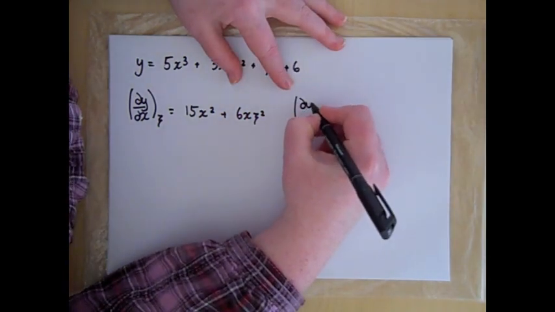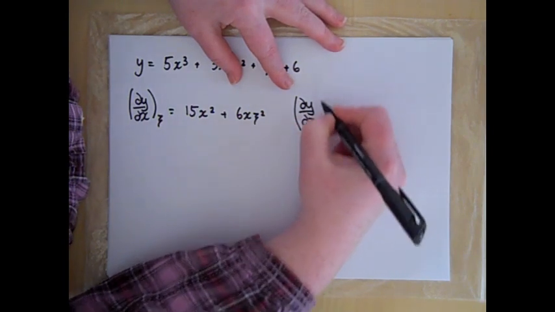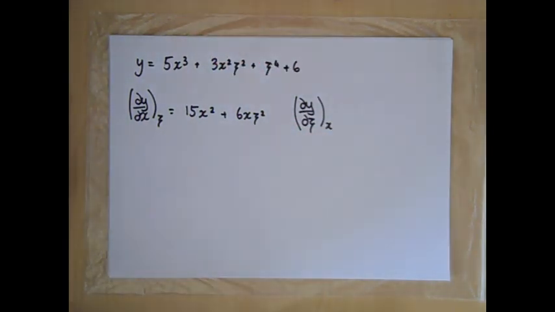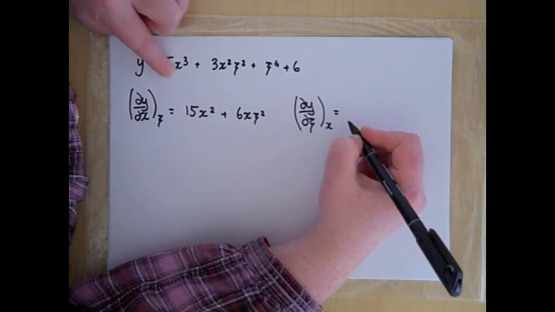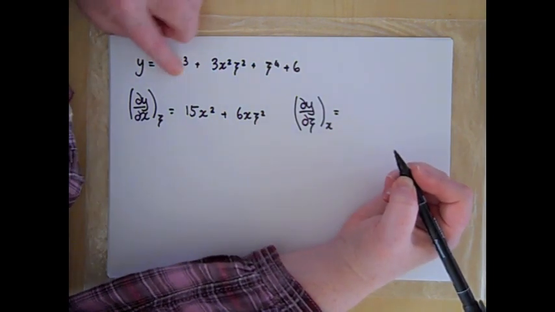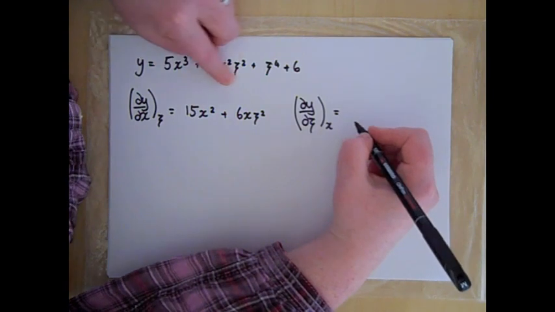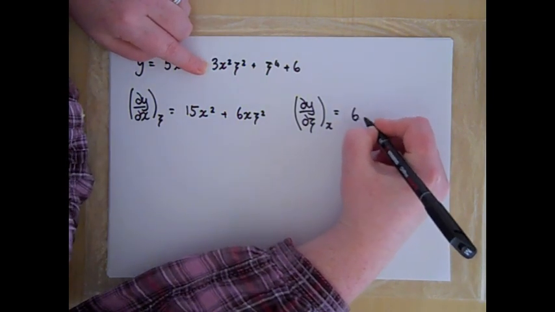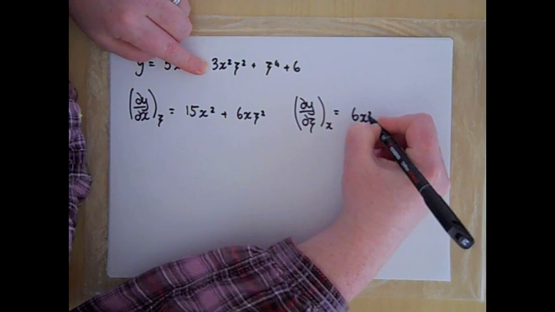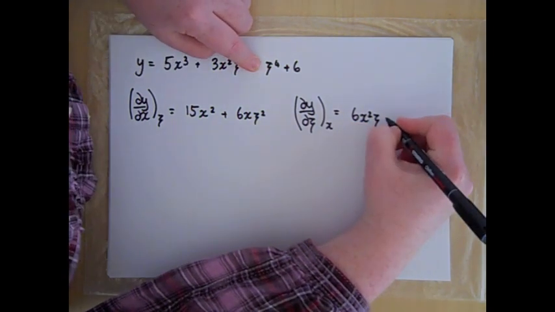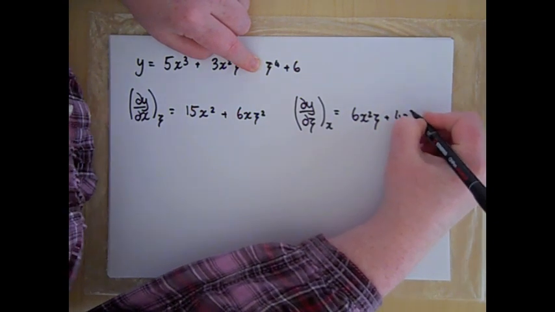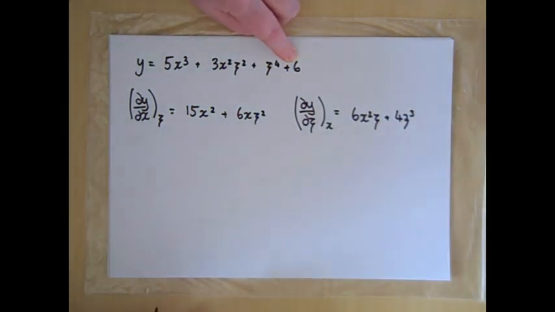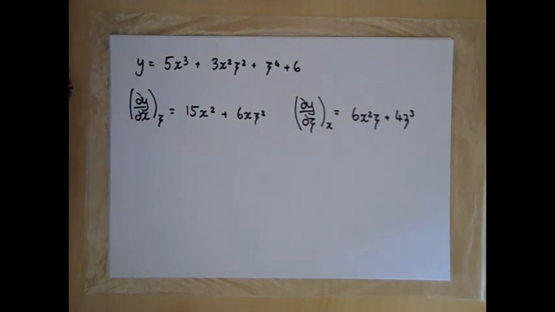As I said before, I can also differentiate this with respect to z at constant value of x. This is my partial differential with respect to z at constant value of x. In this case, the first term is just a constant, so it disappears. I differentiate this term here, and I end up with 6x squared z. I differentiate this term here, which becomes 4z cubed, and the last term just disappears, it's just a constant.